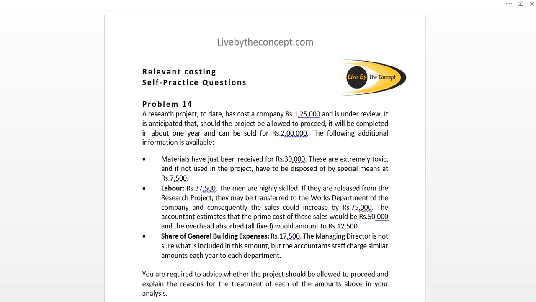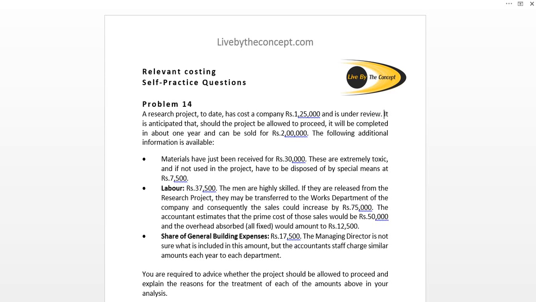The following additional information is available. Materials have just been received for rupees 30,000. These are extremely toxic and if not used in project have to be disposed of by special means at a cost of rupees 7,500. Labor which is costing 37,500. The men are highly skilled. If they are released from the research project, they may be transferred to another work department of the company and consequently the sales could increase by rupees 75,000.